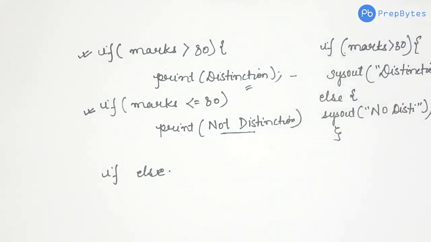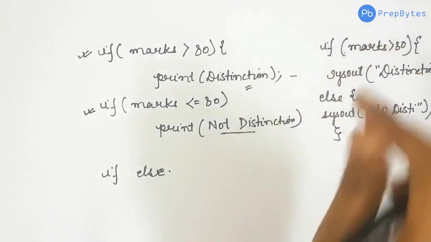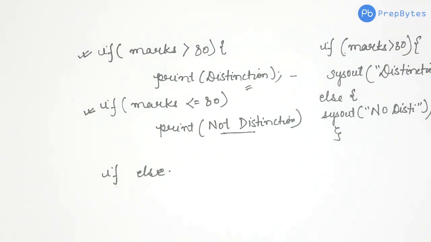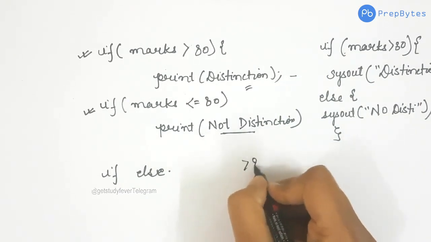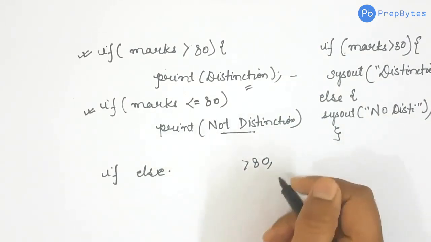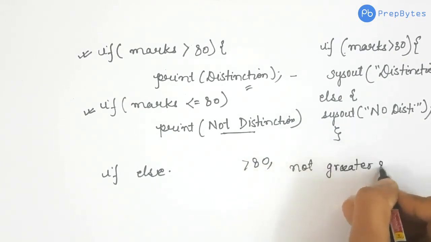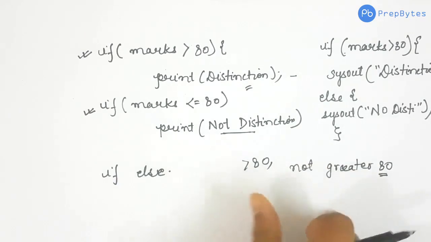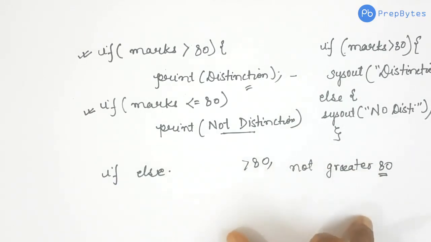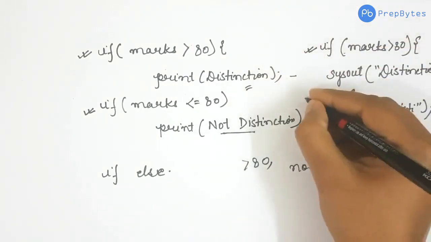So if we have just two conditions, then we can use if and else. For example, here the marks can either be greater than 80 or less than 80 or equal to 80. Our problem statement is that we just have to take care of two situations, when the number is greater than 80 and the number is not greater than 80. Right? So we have just two situations to take care of. So when we have just two conditions to take care of, we use if else.